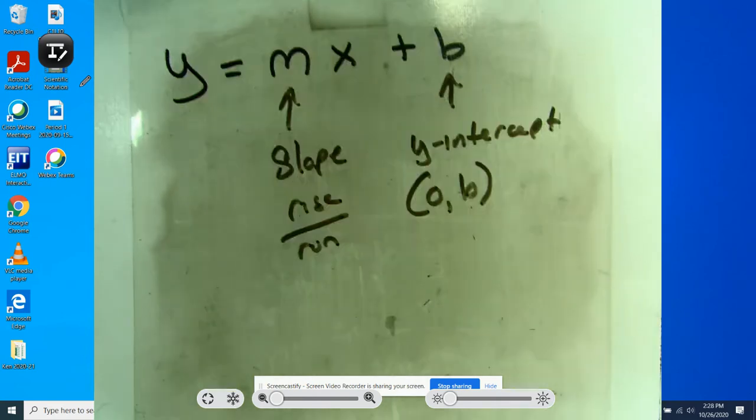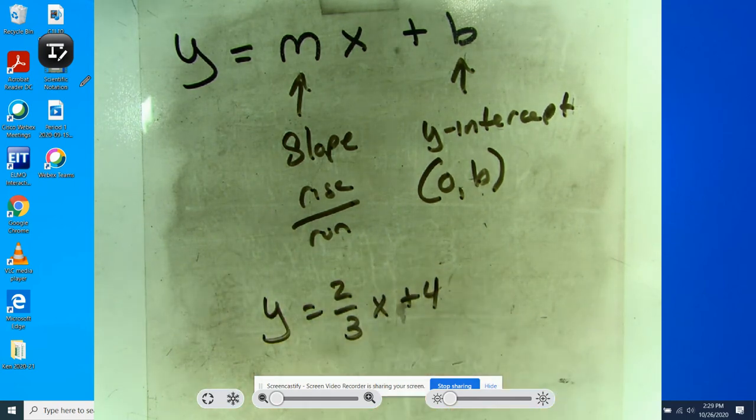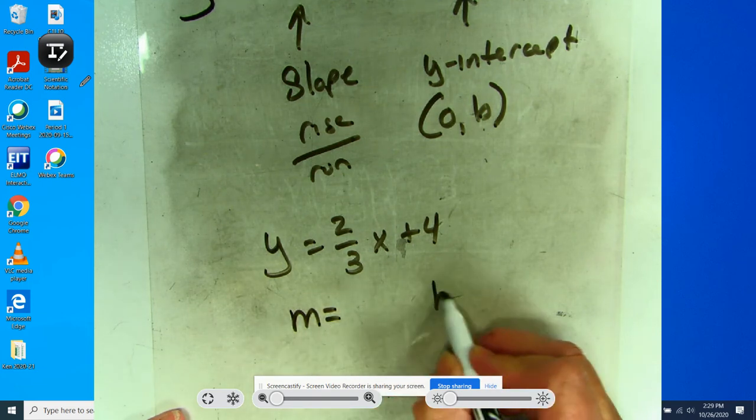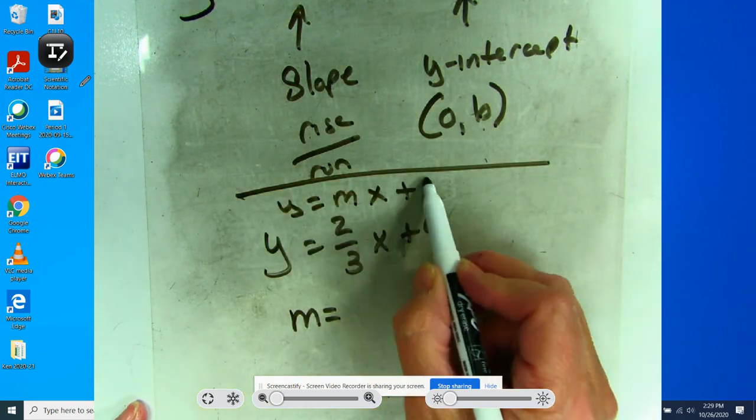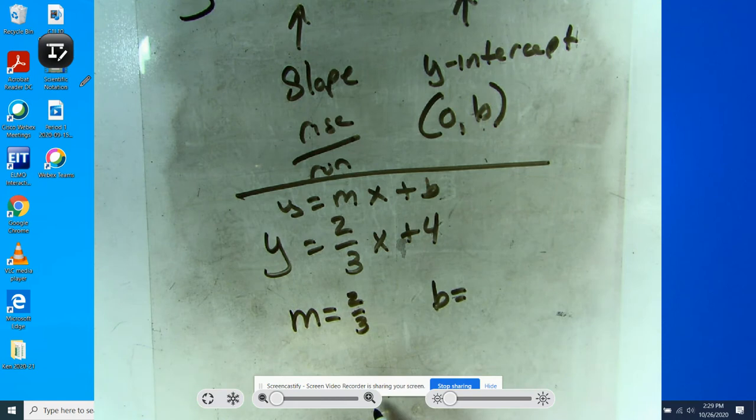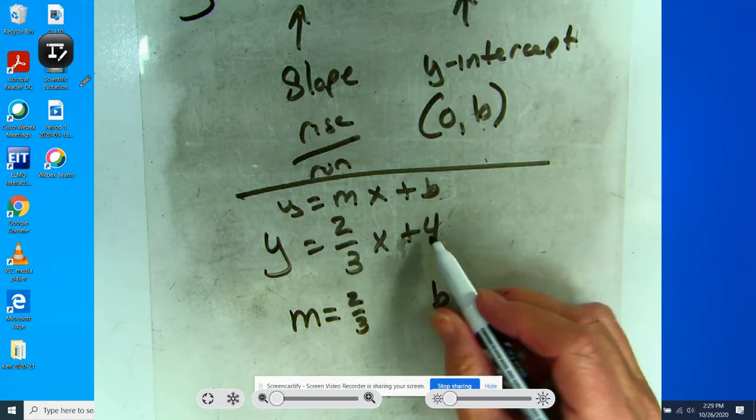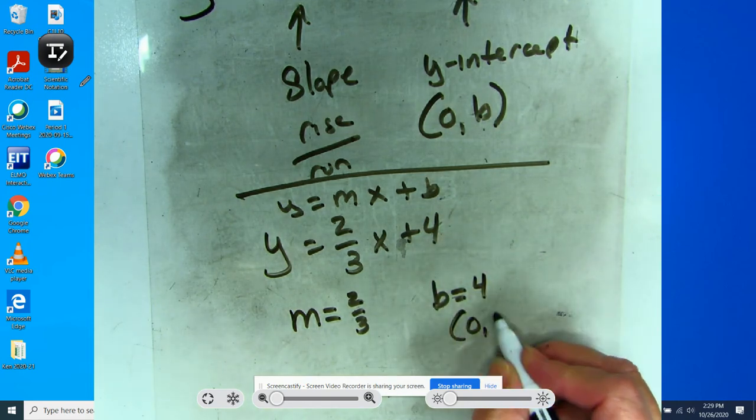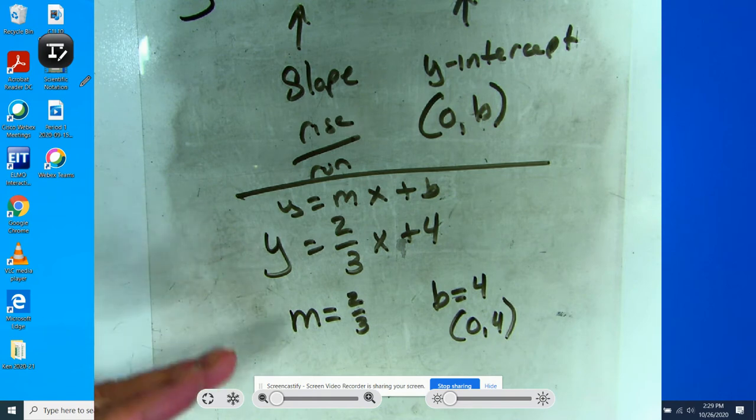Now, if I give you an equation, say y equals 2/3 x plus 4, and I ask you to identify the slope and the intercept, m equals, b equals. Remember, y equals mx plus b. M is in front of x. What's in front of x? 2/3. So m is 2/3. When I ask you for b, b is the number without a letter attached. The only number unattached to a variable is 4, so b is 4. This is the point (0, 4). So if I give you the equation, you identify m and b.